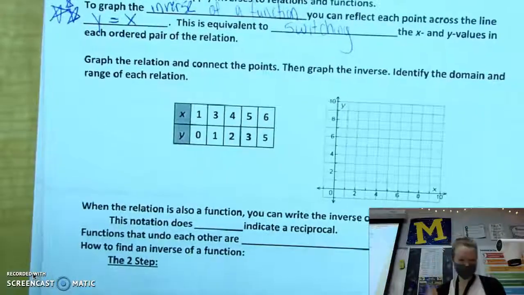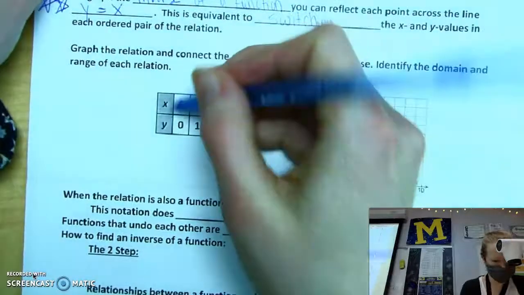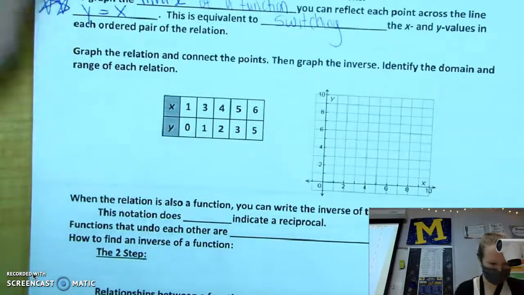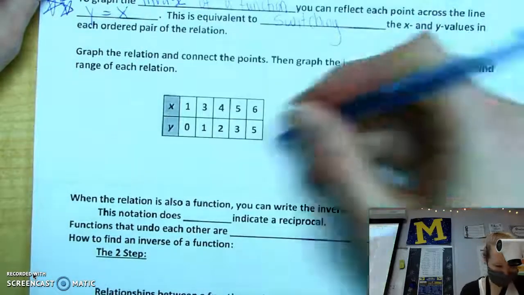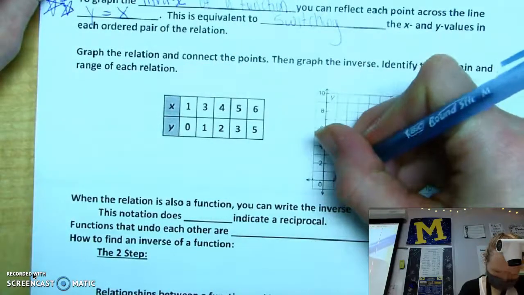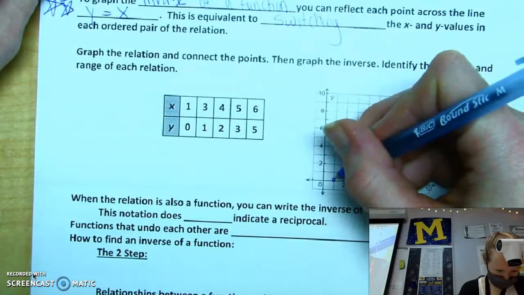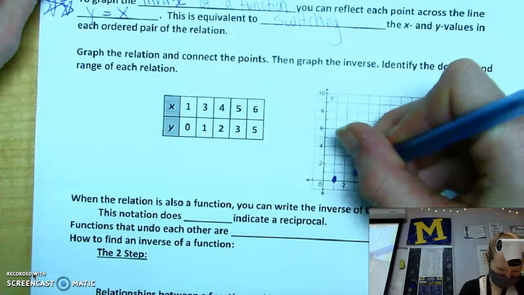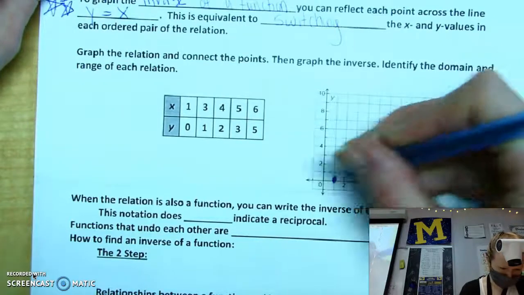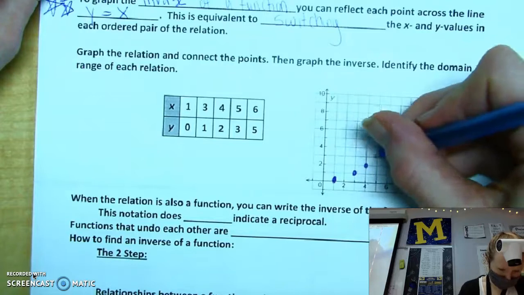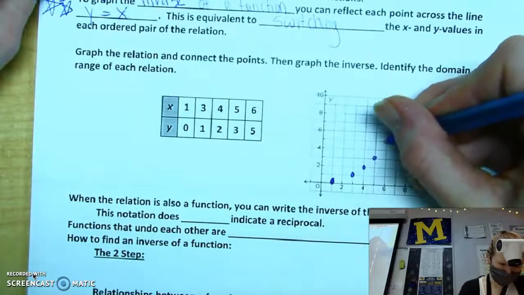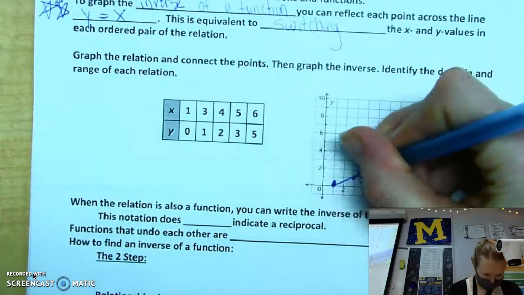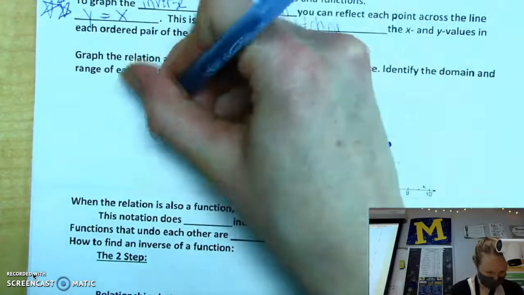So anyway, we're going to be graphing the relation and connecting the points. So this is the original relation. So if you have two colors, you might want to use them today. If you don't, not a big deal. So this is our original function. So we have 1, 0. No, that's right, isn't it? 1, 0. 3, 1, 4, 2, 5, 3, and 6, 5. So yes, you will need a graph in front of you. This is my original relation here in the blue.